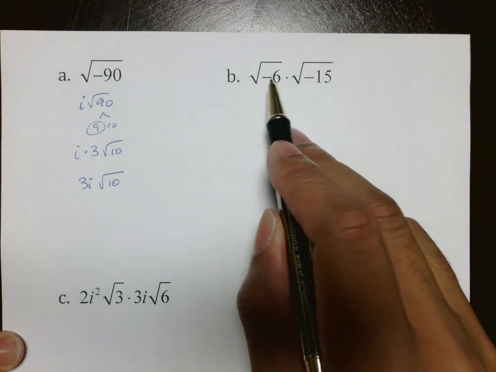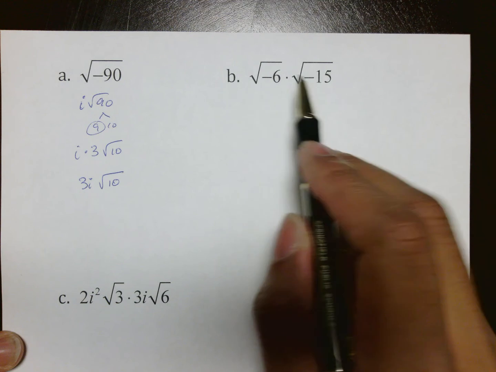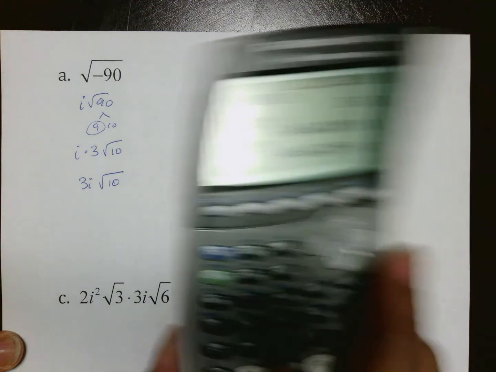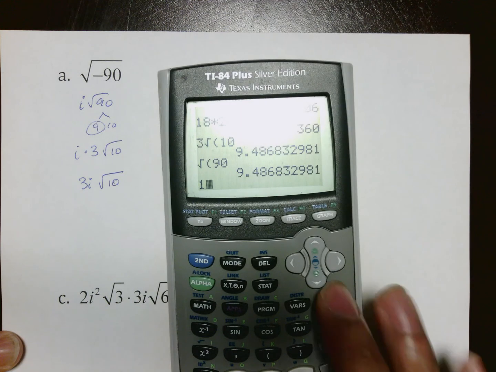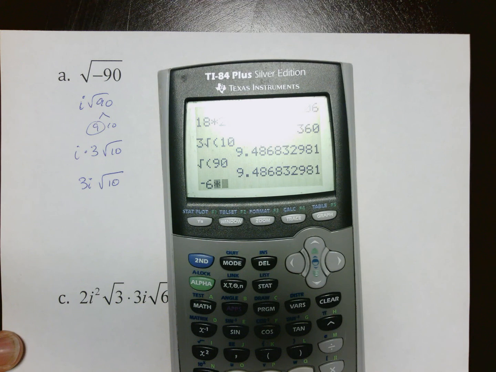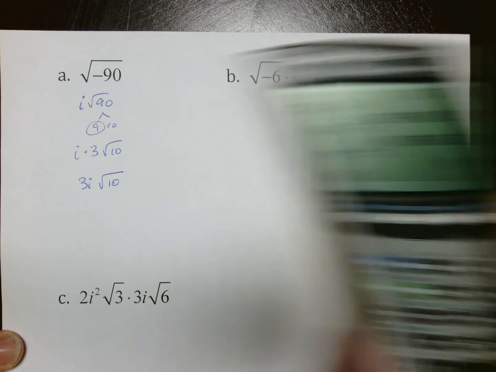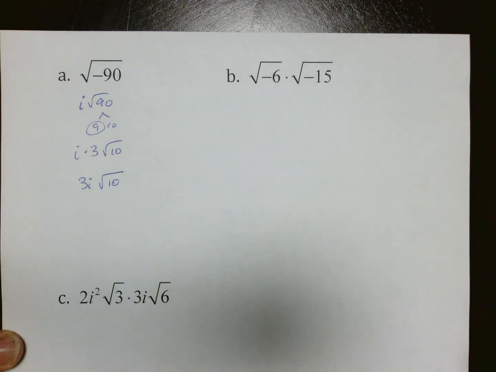Here is where it comes in. If you were to multiply this times that, you would get the square root of 90. Negative 6 times negative 15 is positive 90, and then you would do the square root of 90 and break it out. Notice that you had the square root of 90, which means that you think that it's a positive 90, but here's the issue.